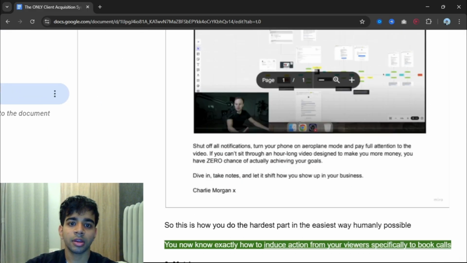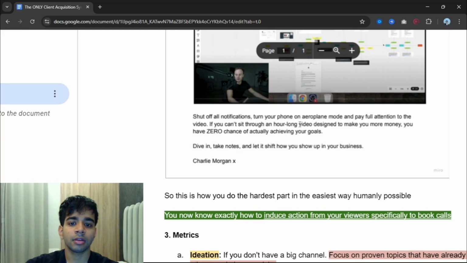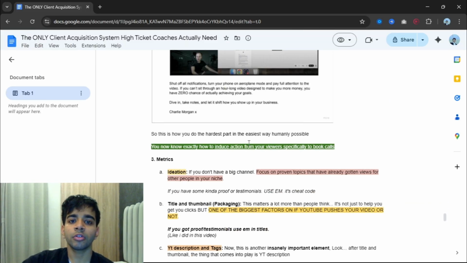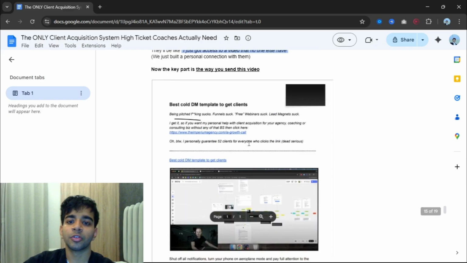You can pause it and somewhat model this thing, right? Do not copy it. So this is how you do the hardest part in the easiest possible way.